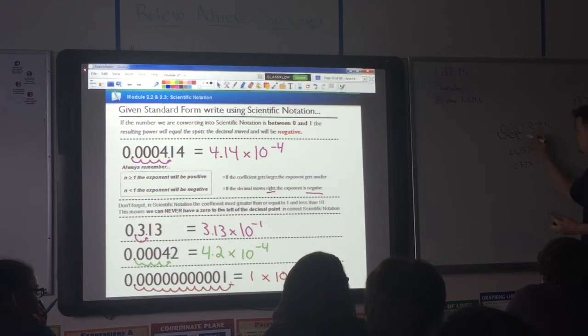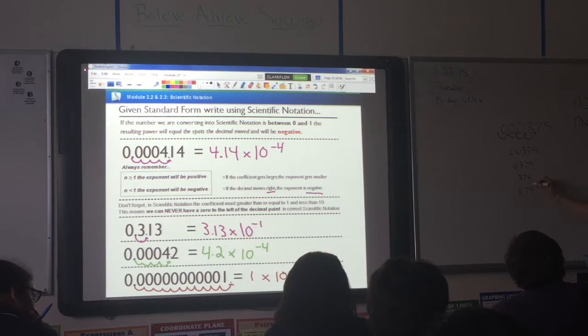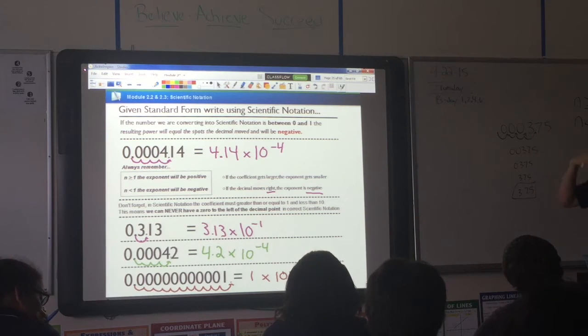Is that greater than 1? No. So let's move it again. When I move it there, now I have 0.375. Is that greater than 1? Nope. So I move it one more time, and I drop it there, and I'm going to get 3.75. Is that greater than 1? Is it less than 10? Yes. That's when you stop. Once you find the decimal place where it'll be greater than or equal to 1 and less than 10, you can stop right there. And then that becomes your coefficient.